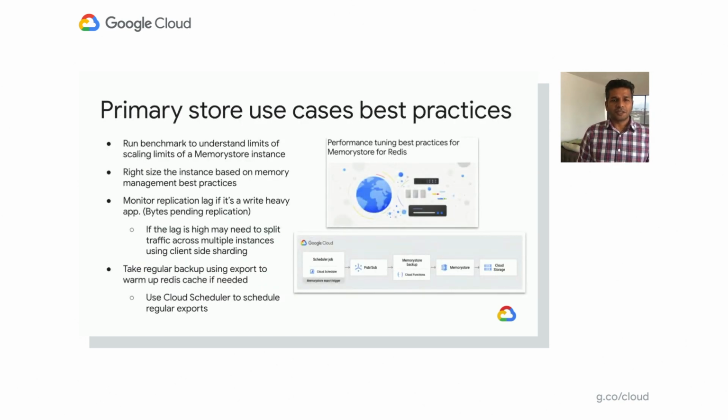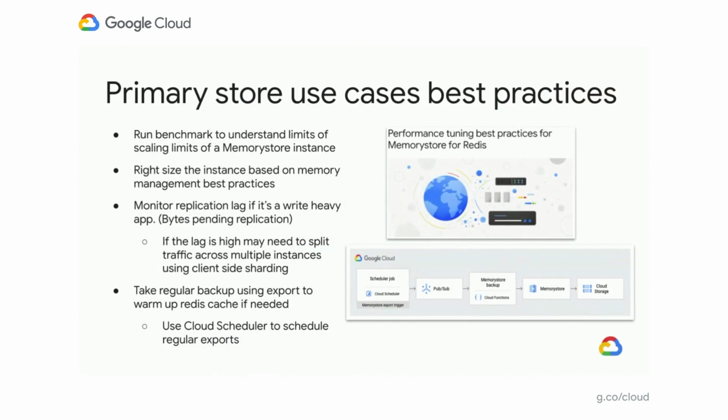And finally, I just wanted to touch upon some general best practices that you should be following, especially for the primary store use case. So one of the things that I mentioned earlier is that the Memorystore instances today, both basic and standard tier instances, are single primary, meaning all your application queries are going against a single primary. So what that means is that you want to be able to run your benchmark for your application and understand whether the QPS, especially the QPS, is hitting the limits.